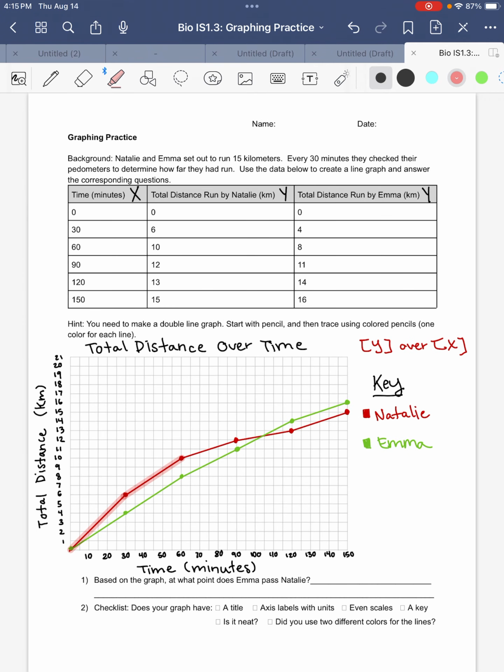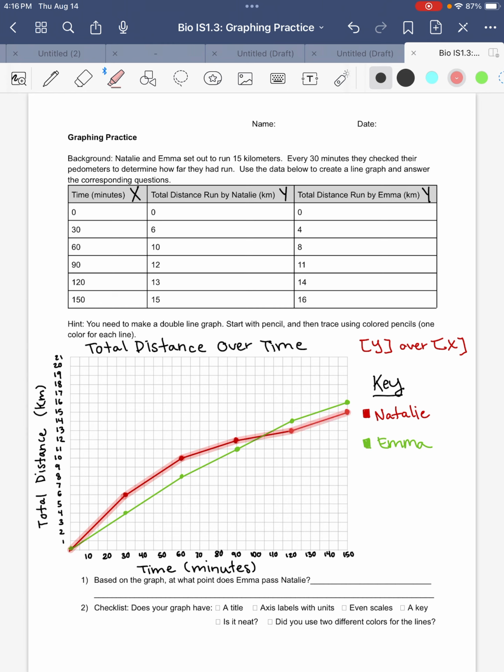If we look at the next time segment, which was from 30 to 60 minutes, we know that Natalie slowed down. How do we know that? The slope of her line decreased. If we look at the next time segment, that slope decreased again. What does that mean? Natalie was running even slower. And we can see that in this segment from 90 to 120 minutes, Natalie was running even slower. Now she's only running 1 kilometer per hour.